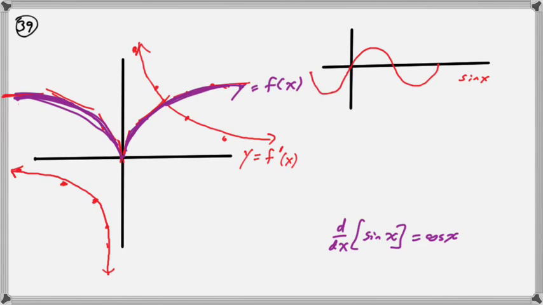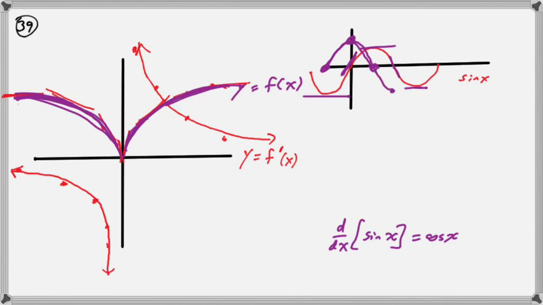Okay, what is the value of the slope here? 0, so I graph a 0. What's the value of the slope here? 1, so I graph a 1. What's the value of the slope here? 0, so I graph a 0. Here the slope's negative 1, so I graph a negative 1. You'll notice it looks like this.